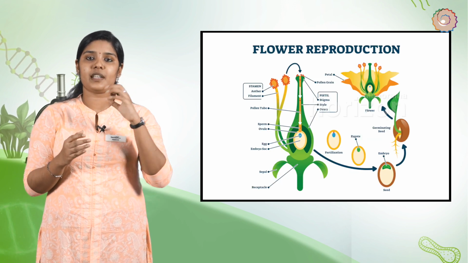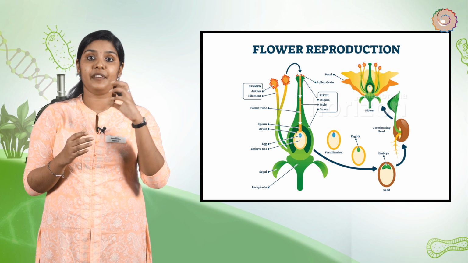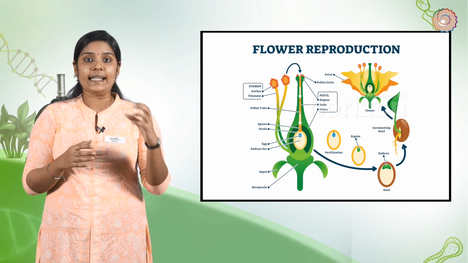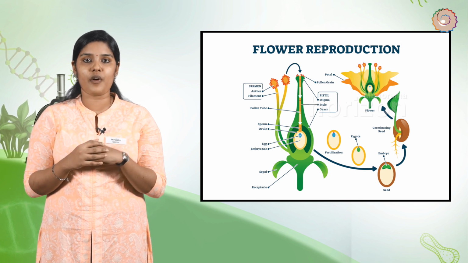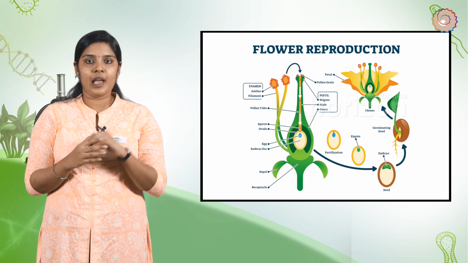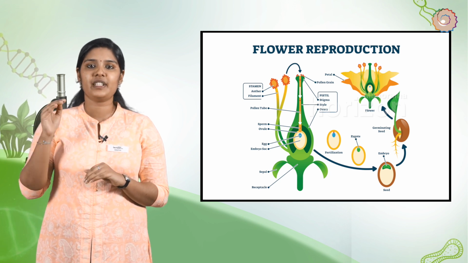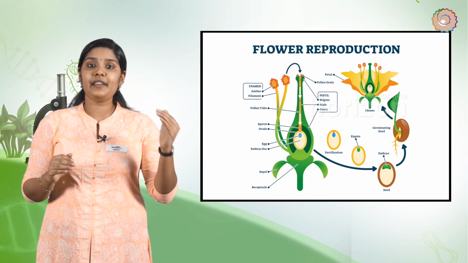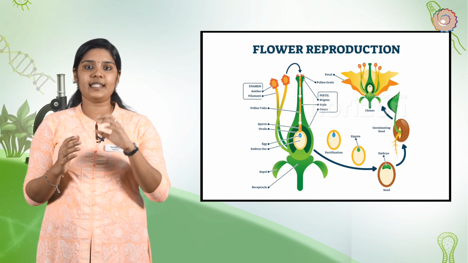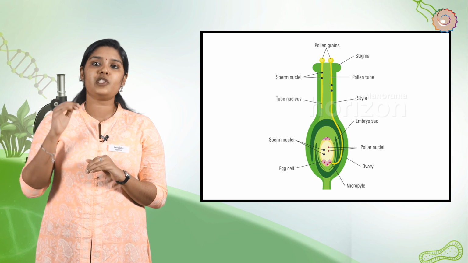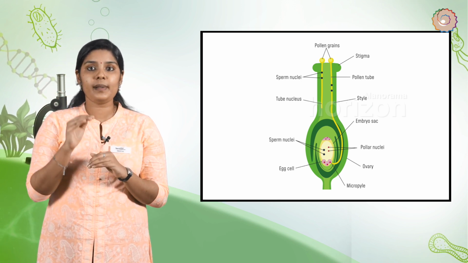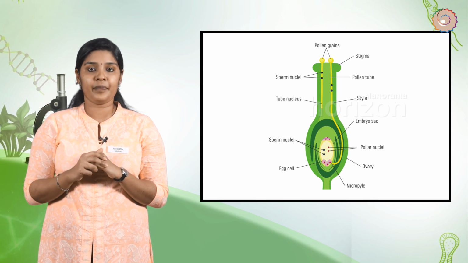Once the male gamete or pollen grain reaches the female gamete, fertilization occurs. Fertilization is the process of fusion of male and female gametes to form a zygote. Pollination is followed by fertilization in plants. The events that take place are: firstly, pollen grains land on the stigma of the plant. Pollen tubes grow out of the pollen grains, travel through the style, the tubular structure, and reach the ovary through the micropyle.